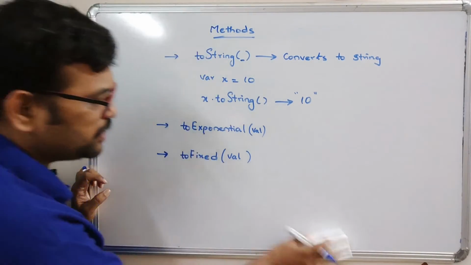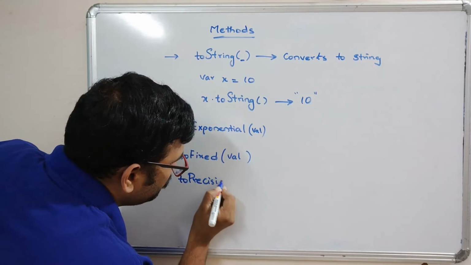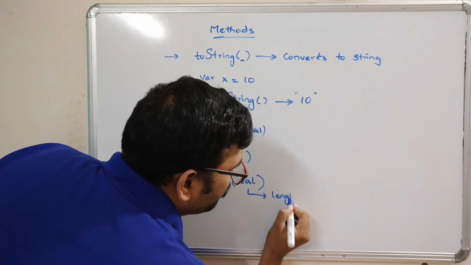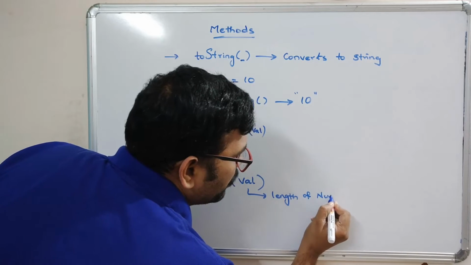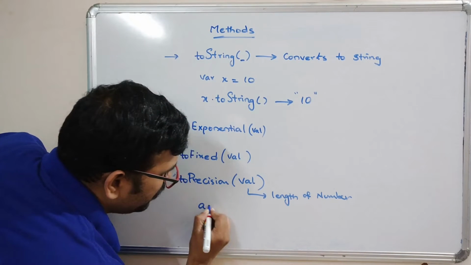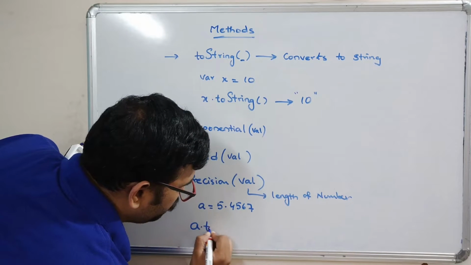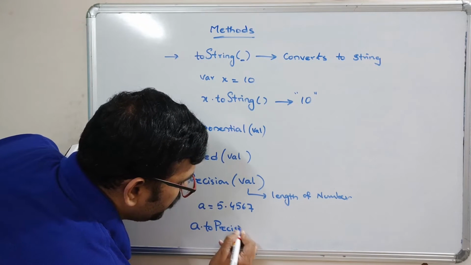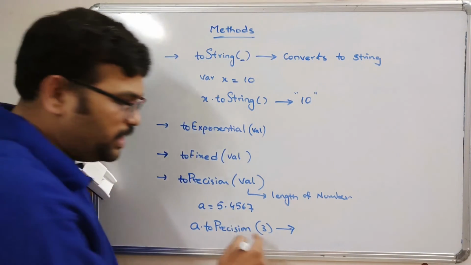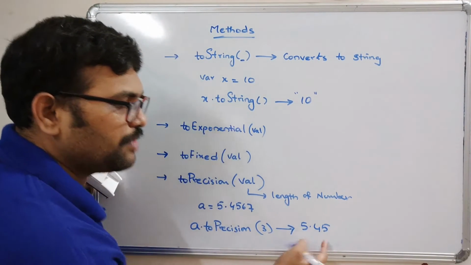Now again there is one more function called toPrecision, and give the value, and this gives the length of the number, so how many digits should be accepted. For example, similarly, a is equal to 5.4567, and a.toPrecision(3), so it will return only 3. The length of the value should be 3, so it will return 5.45. So total values are 3.